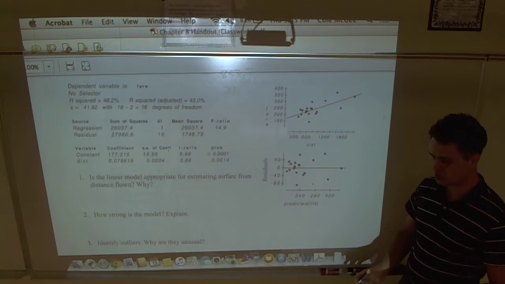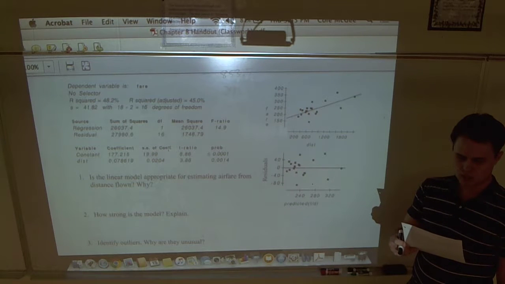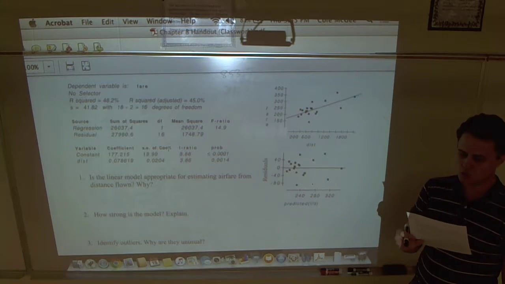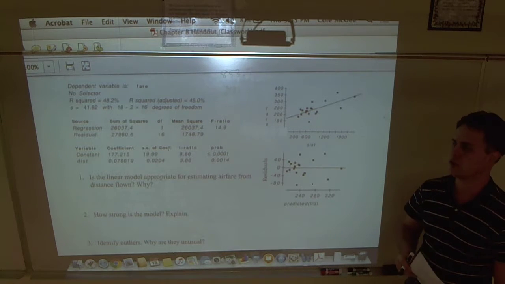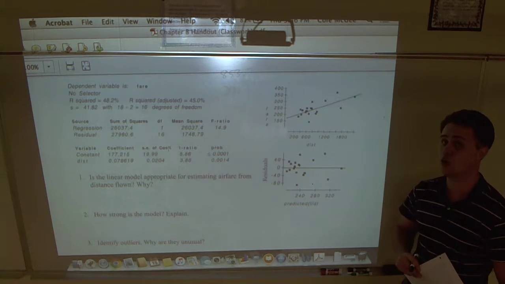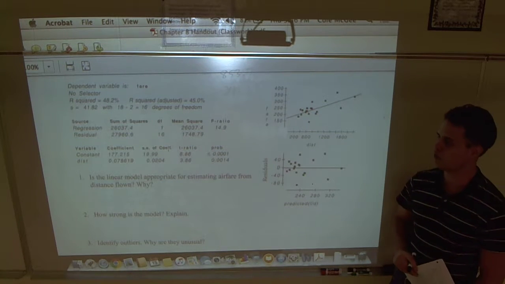So how would I answer this question? The book answered it like this. They said, since the scatter plot is straight enough and the residuals clearly show no pattern, the linear model is appropriate for predicting what they want us to predict in this case. So now you have two ways to decide whether the linear model or whatever other model, because we'll be using this same technique for other models, is good enough.